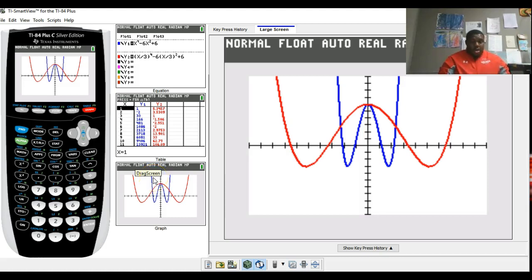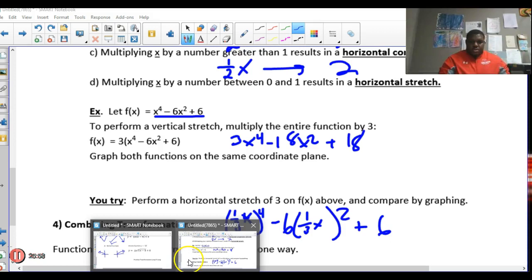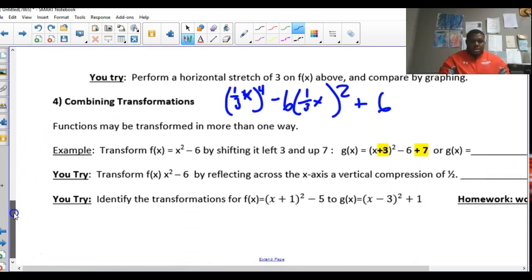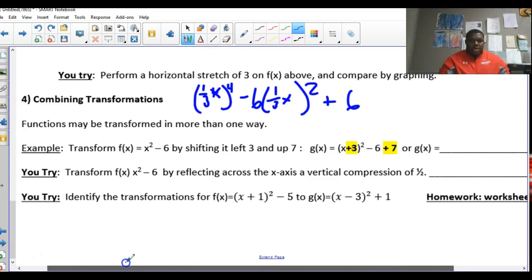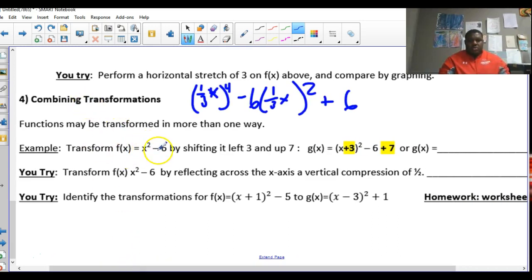Let's go back to the notes. This next part says transform the function x squared minus 6 by shifting it left 3 and up 7. There's the parent function, x squared minus 6. To shift it left 3, I put the 3 right here by the x, and keep my squared. Then up 7, so plus 7 on the outside. I end up with (x plus 3) squared plus 1.